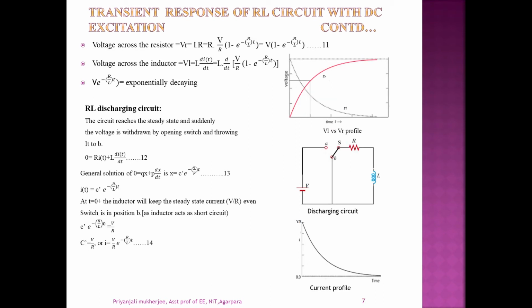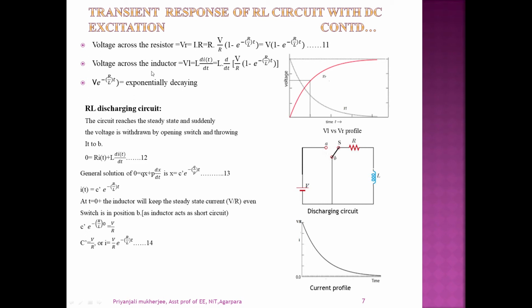Next, we need to find the voltage across the resistor. That is VR, equal to i into R. Putting in the values, we get V into (1 minus e to the power minus (R/L)t). So it is also an exponentially increasing function, and after some time it reaches its final value and stays the same at steady state. Its value will be the total applied voltage.